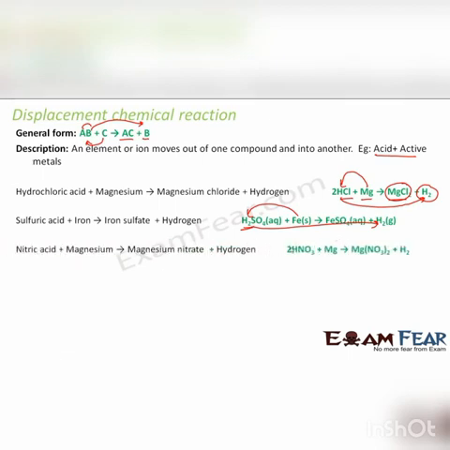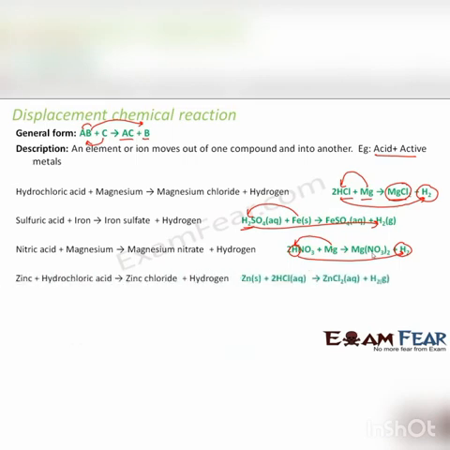Here, nitric acid plus magnesium gives magnesium nitrate and hydrogen. So we have nitric acid HNO3 plus magnesium, and it gives magnesium nitrate and hydrogen. The magnesium came here, kicked out hydrogen, and the hydrogen is out, right? And magnesium and nitrate become magnesium nitrate. When you add zinc to hydrochloric acid, this becomes zinc chloride and hydrogen. The zinc overtakes HCl, hydrogen is kicked out, and this guy is out.